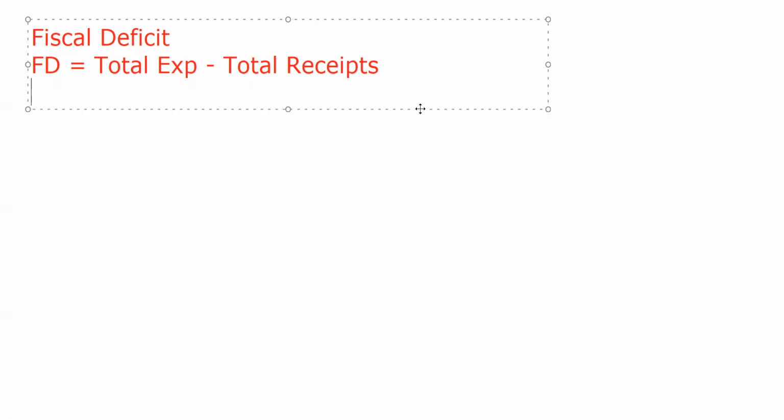Or we could say fiscal deficit is equal to when total expenditure is greater than total receipts. So how can we define this? Fiscal deficit refers to the excess of total expenditure over total receipts, excluding borrowings, during the given fiscal year.